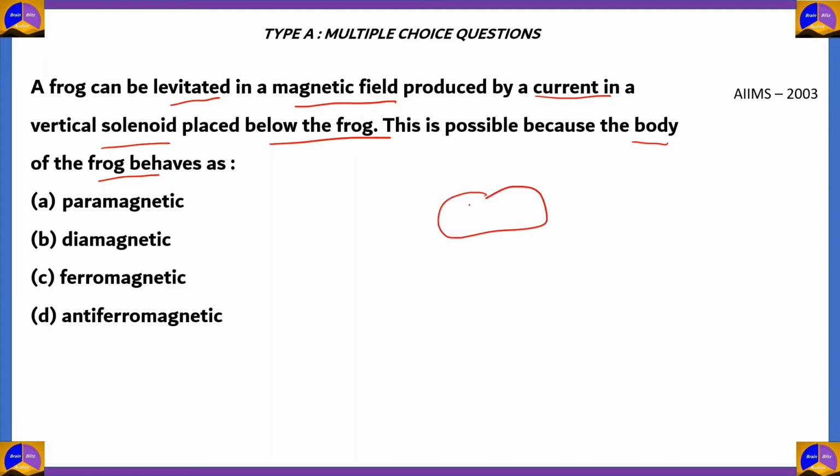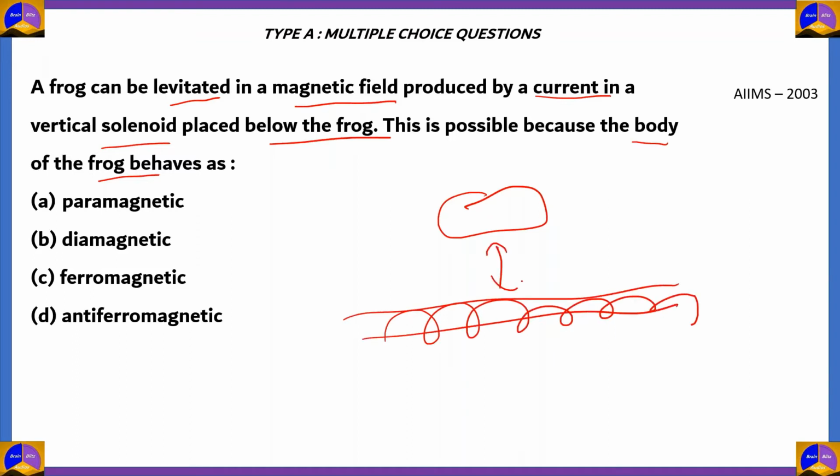So the frog, let's draw a blob for that, is levitated in a magnetic field produced by a solenoid. And this happens due to repulsion.